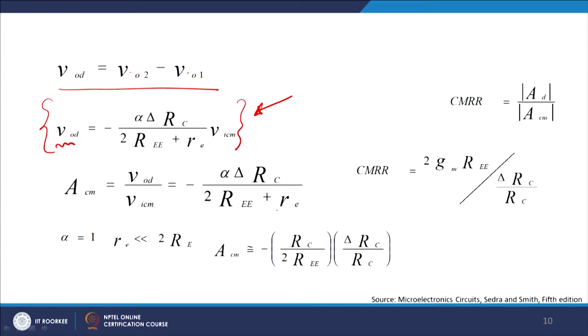So if delta RC is, say, 1 ohm, and V in is, suppose, 1 volt, then there will be an alpha upon 2 REE plus RE, right.